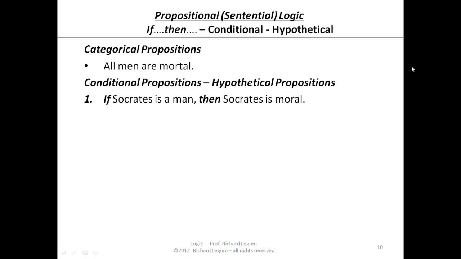So, for example, we have an if-then statement. If Socrates is a man, then Socrates is mortal, saying something very similar to what that categorical proposition, all men are mortal, is saying. That is, all times when Socrates is a man, Socrates is mortal. That there's a connection between Socrates being a man and Socrates being mortal.